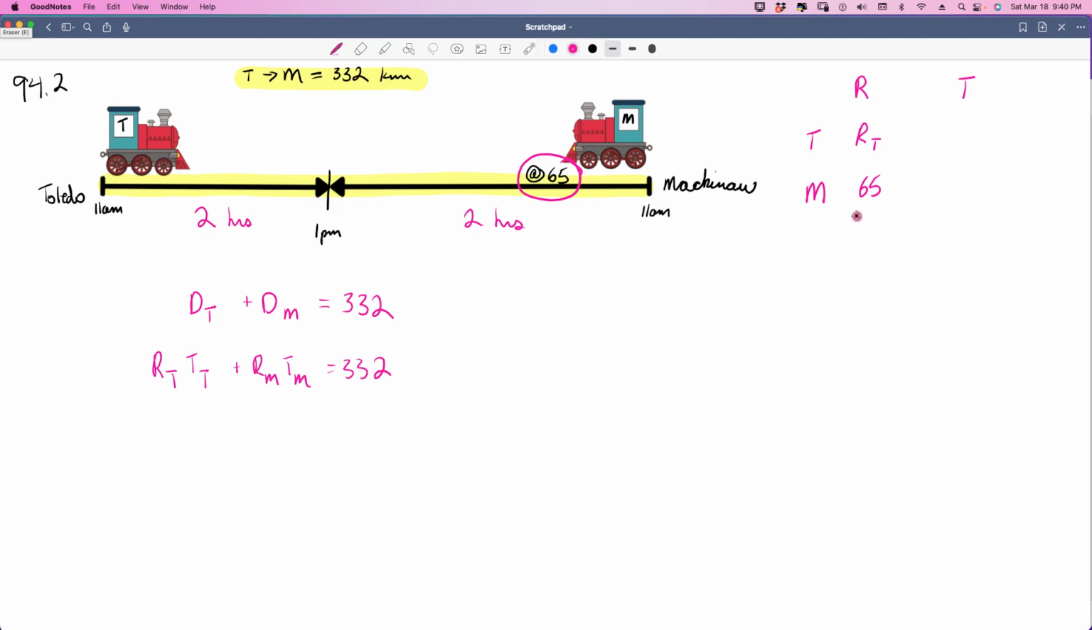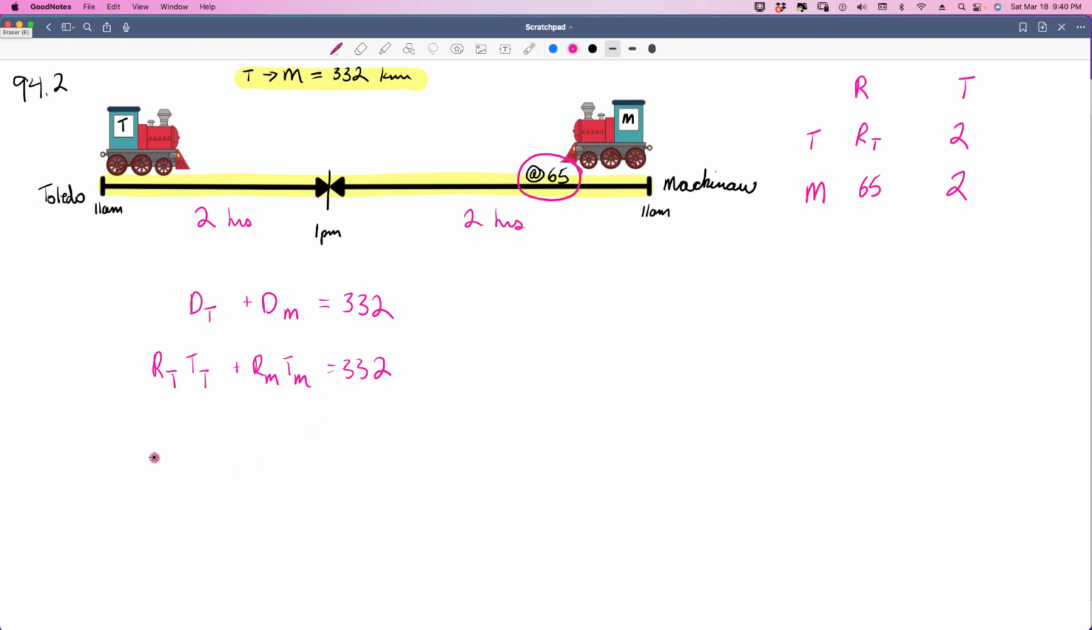So their time is the same. So 2 hours and 2 hours. Right? So you can see we only have one variable that's missing, and that is the rate of speed for the Toledo train. So we can easily fill in our information.